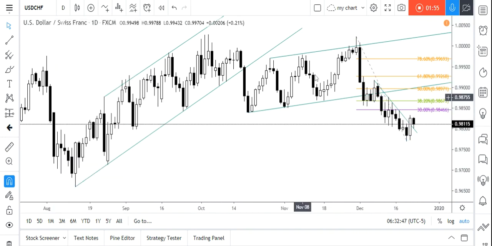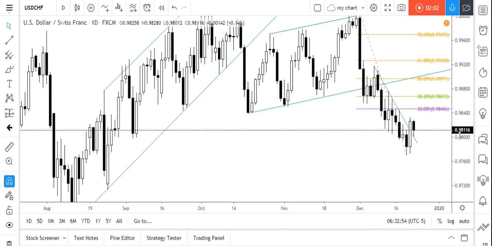So let me remove unnecessary things. All right. If we look at the 38.2% Fibonacci, the 38.2% Fibonacci is coinciding with this previous swing low, and 50% is coinciding with the previous trend line. So the next destination of USD CHF is either 38.2%, which is coinciding with the previous swing low.